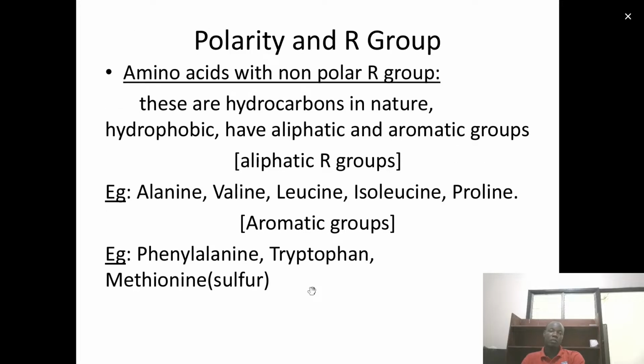And then we have the polarity of the amino acids. So generally, amino acids can be classified based on their polarity, that is, hydrophobic or hydrophilic.